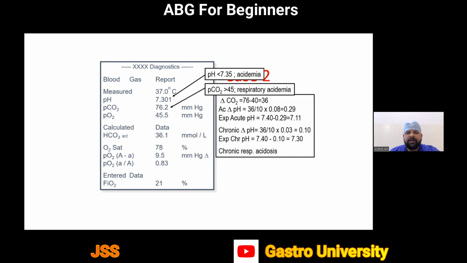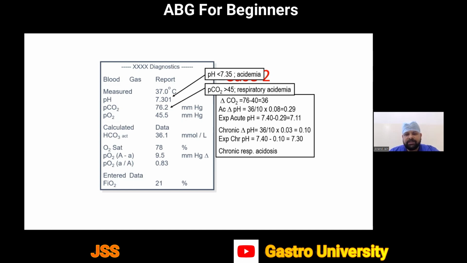So this is definitely not an acute exacerbation or acute respiratory acidosis. Then we have to check whether it is chronic respiratory acidosis or not. For chronic respiratory acidosis, the delta pH is going to be 36 divided by 10 multiplied by 0.03. As per the calculation, it would be approximately 0.10. So the expected pH would be 7.40 minus 0.10, that is 7.30. This is quite near to that, so this is a chronic respiratory acidosis.